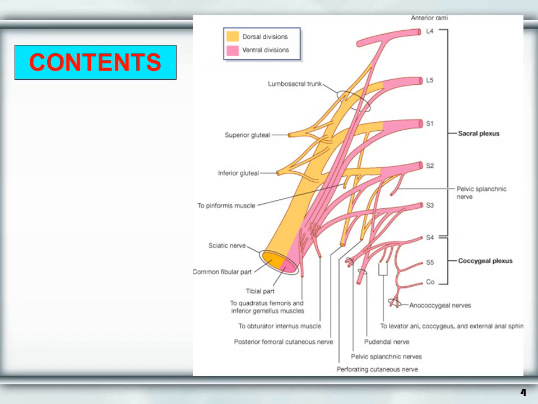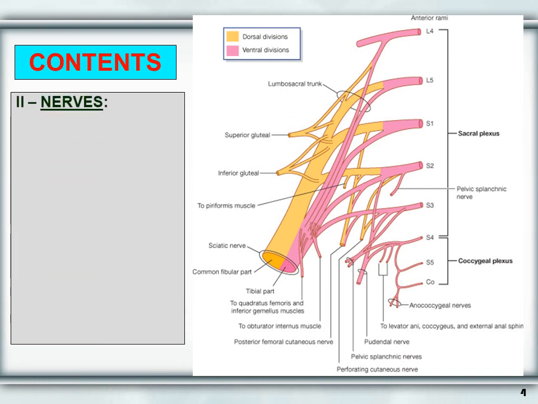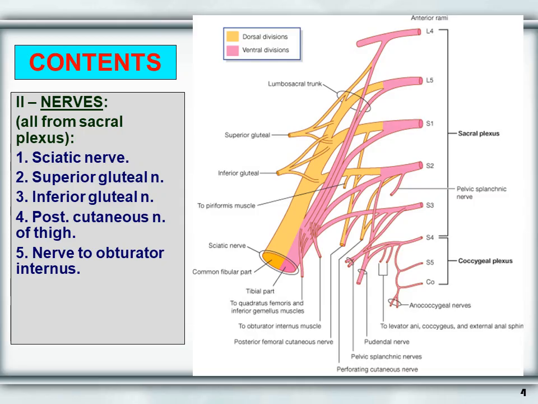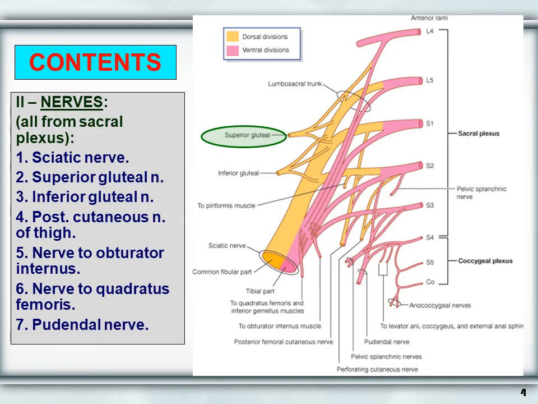The nerve supply comes from the sacral plexus and coccygeal plexus. From the sacral plexus come the sciatic nerve, superior gluteal nerve, and inferior gluteal nerve. After that, the posterior cutaneous nerve of the thigh, the nerve to obturator internus, the nerve to quadratus femoris, and the pudendal nerve.